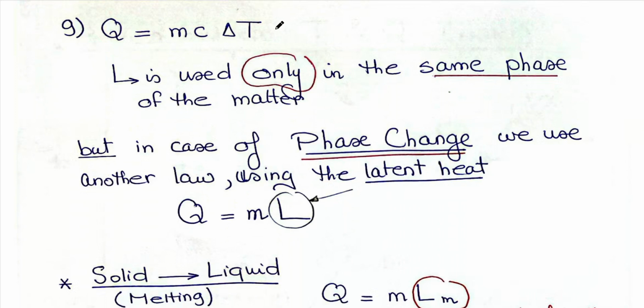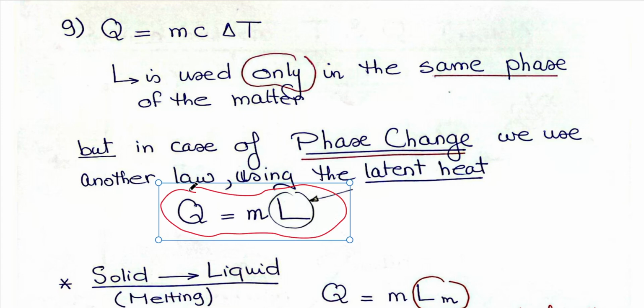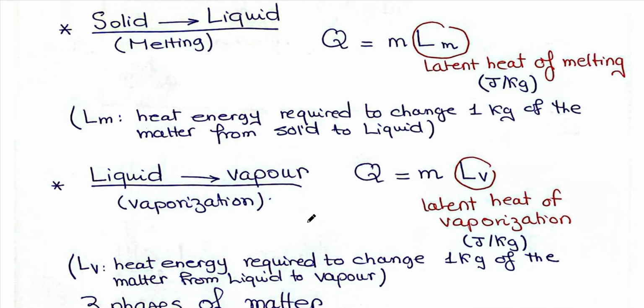When the matter is changing phase from solid to liquid or liquid to gas, we use another equation called the latent heat. Q equals mL, the latent heat L. For example, if the matter is changing from solid to liquid, this process is called melting, like when changing ice to water. The amount of heat is m Lm. Lm is the latent heat of melting. It's the amount of heat energy required to change 1 kilogram of the matter from solid to liquid.